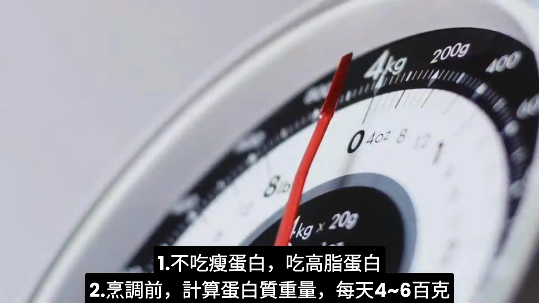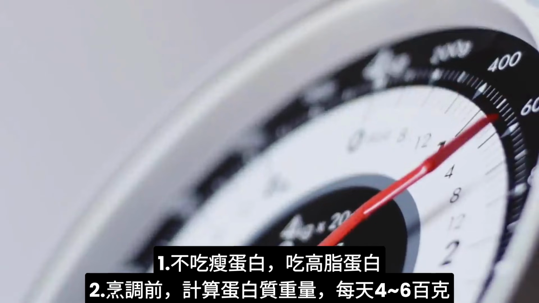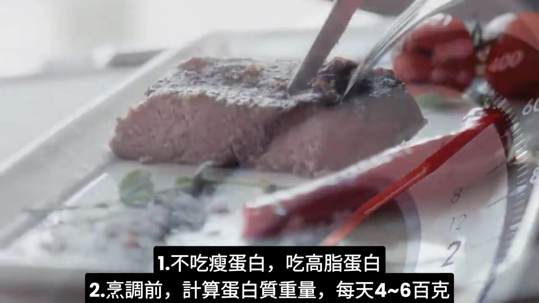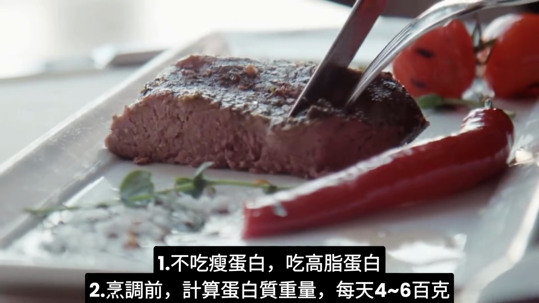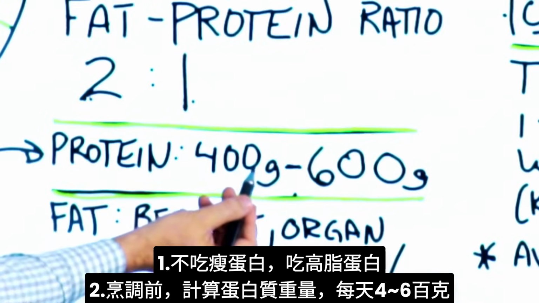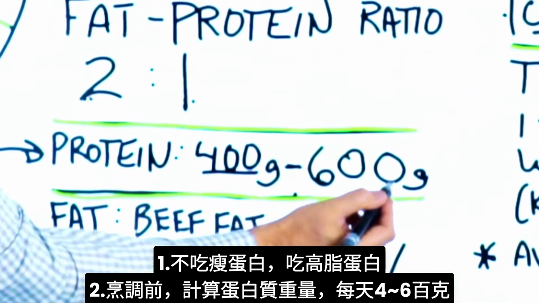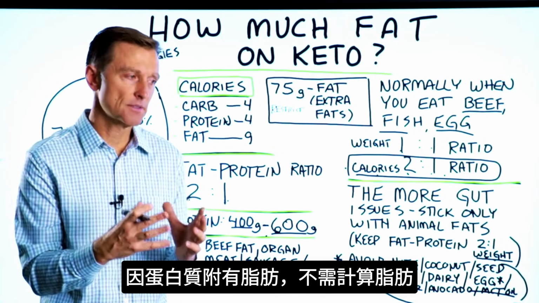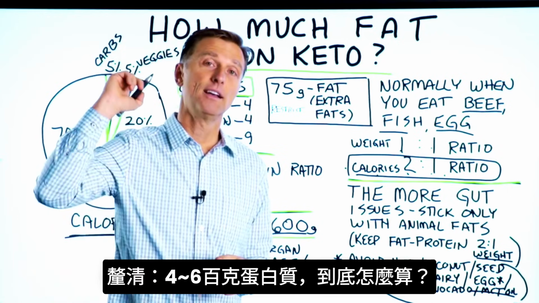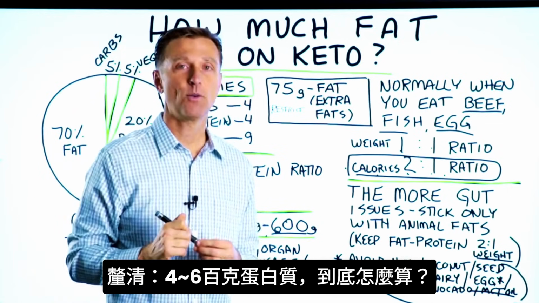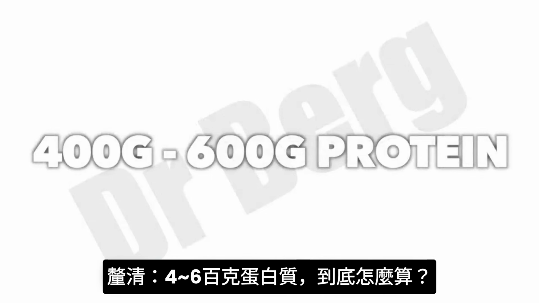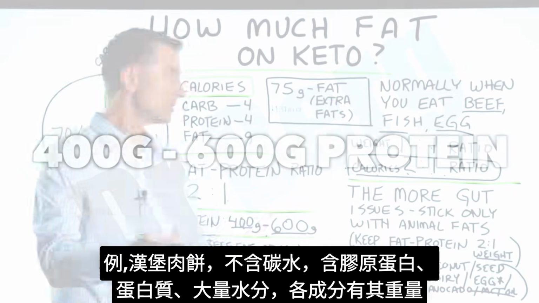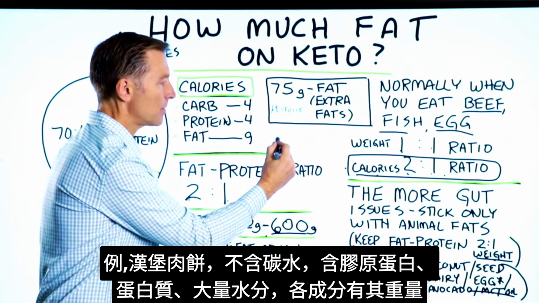And if we look at the weight of that protein before it's cooked, and you were to look at a whole day of consuming protein, it should be between 400 grams to 600 grams of that protein. And that way you don't have to count the fat because the fat comes with the protein. Now, there's one more confusion I want to mention and clarify. When we're talking about 400 grams to 600 grams of protein, I have to make a distinction, because if you're taking, let's say, a hamburger patty, right?